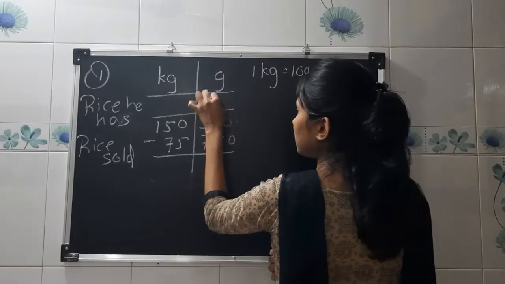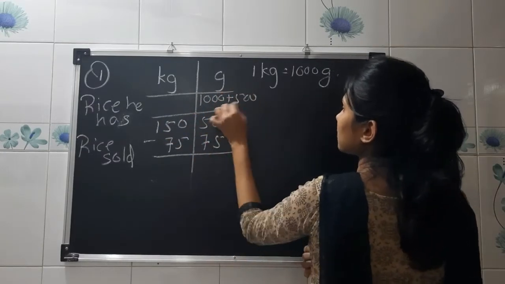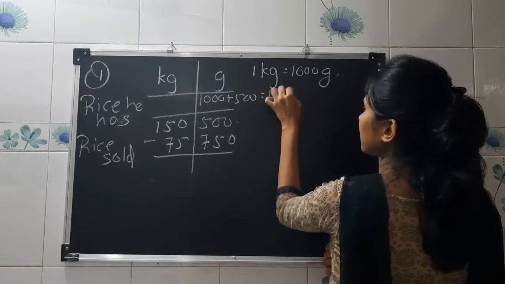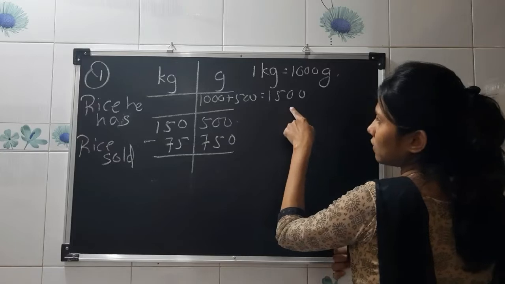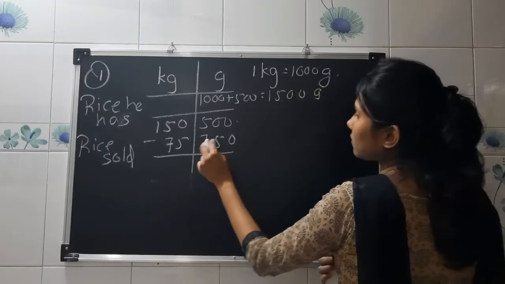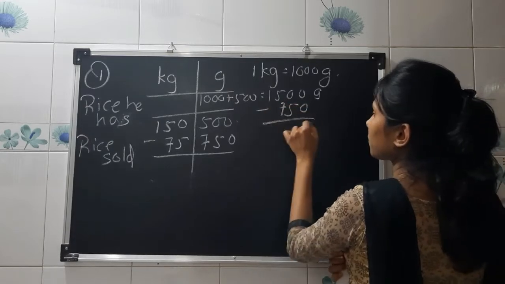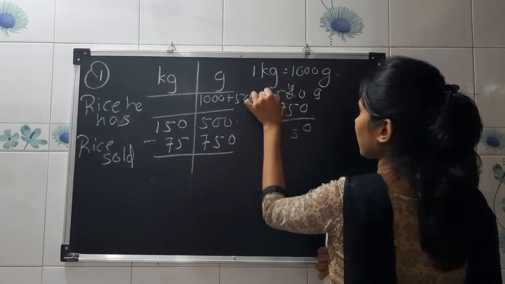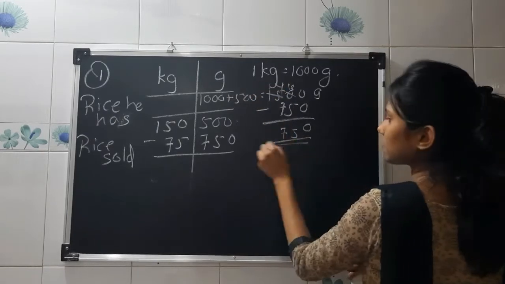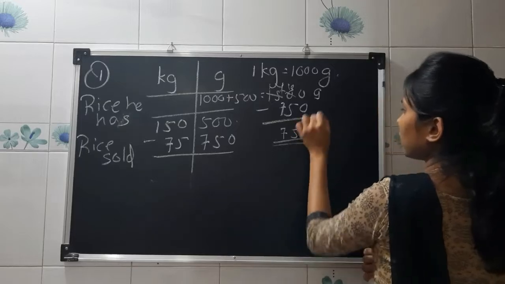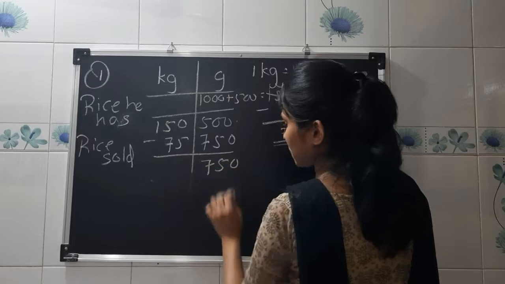So 1000 grams plus this 500 grams, 1500. Okay, 1000 plus 500, 1500 grams, minus this 750 grams. So we got the answer 750 grams.